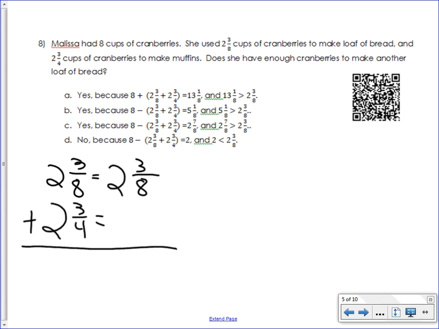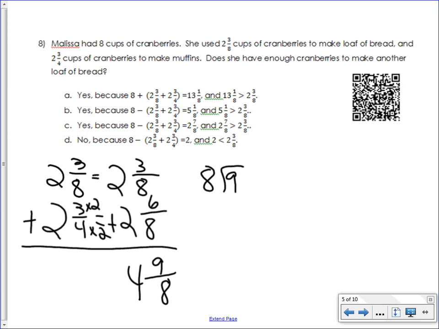All right, so 2 and 3/8 stays the same. I'm going to change my 3/4 to 8s. 4 times 2 is 8. 3 times 2 is 6. So I have 4 and 9/8. Now this improper fraction is not going to work, so I'm going to have to find out how many wholes are in that improper fraction and add it to the 4 wholes. So I'm going to say 8 goes into 9 one time. That's how many wholes I'm adding to the 4 with 1 left over. So now it becomes 5 wholes with 1/8 left.